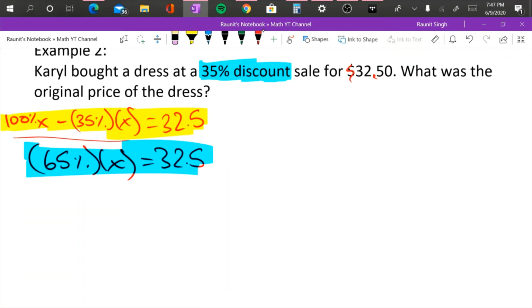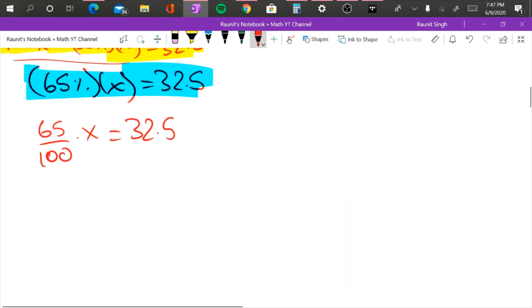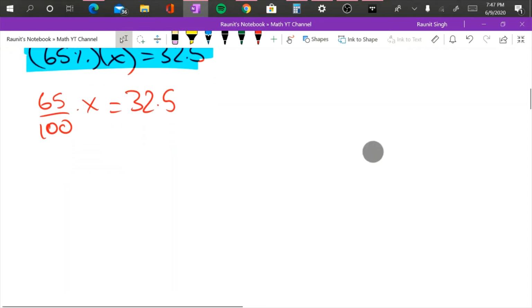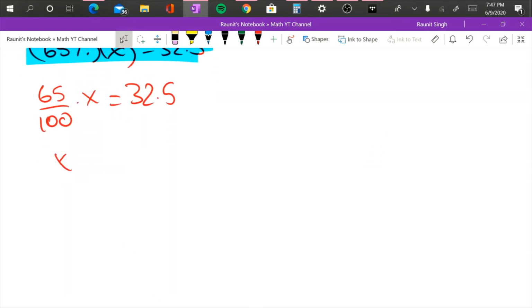So, 65% of X, we can just write it as 65 over 100 times X is equal to 32.5. Now, we're going to do the reciprocal of 65 over 100, which is 100 over 65, multiplied on both sides, so that we can get rid of the number and just have plain X. And then we would do 32.5 times 100 over 65.